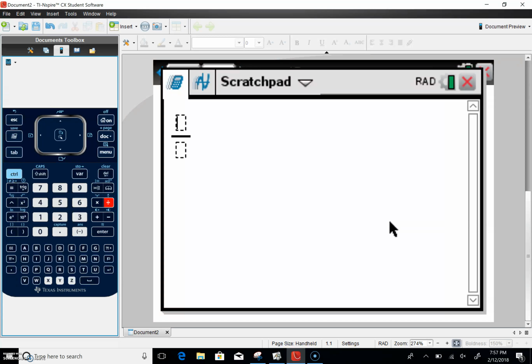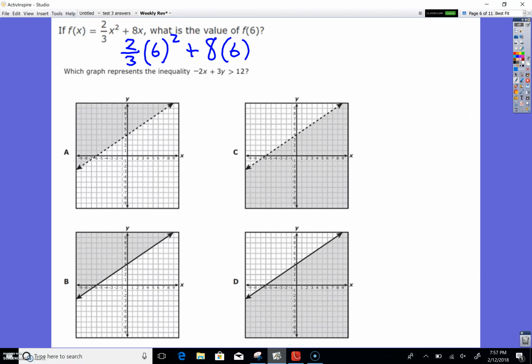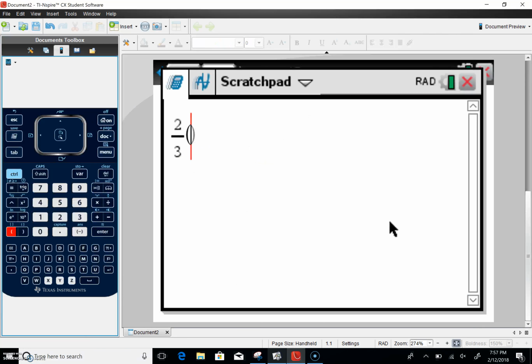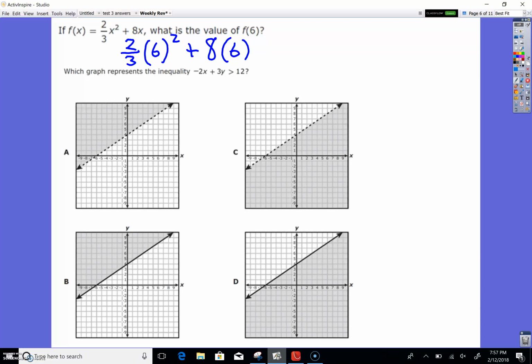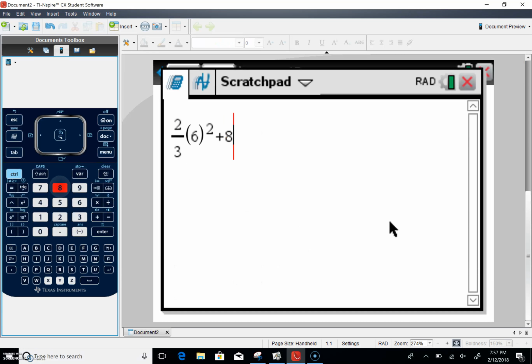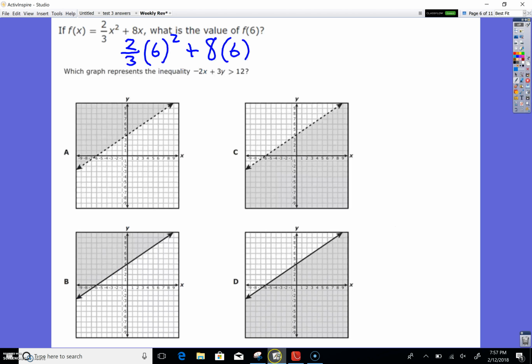So, control divide 2, 3, parentheses. What number do we want to sub in? 6, right? 6 squared plus 8 times 6. So I put 8, 6. Okay, so our answer is going to be 72.